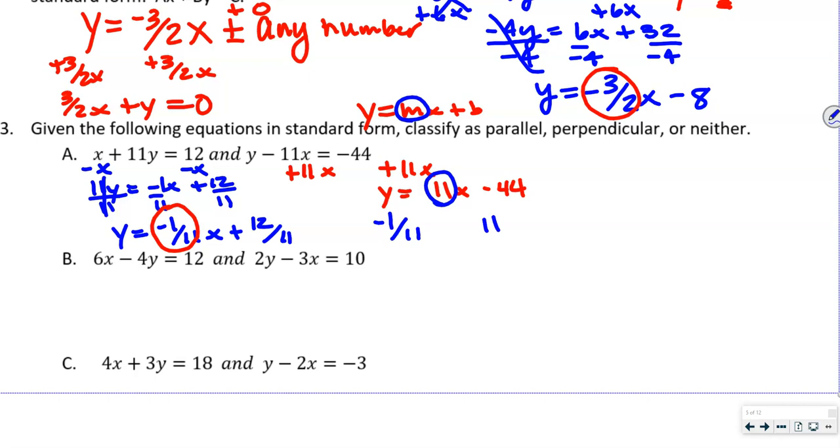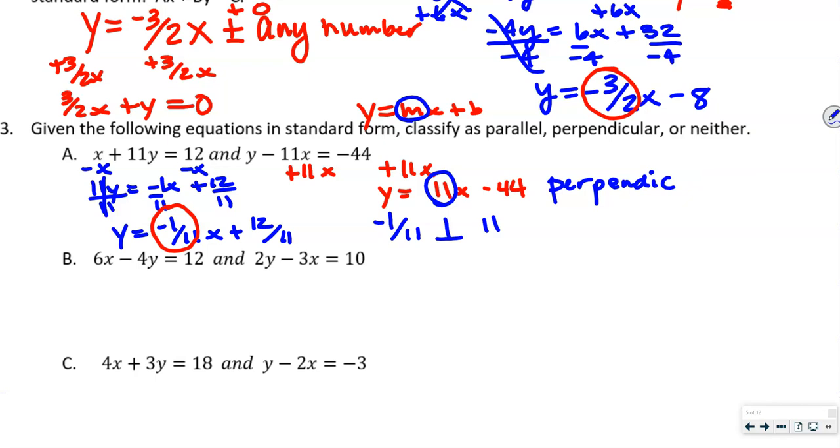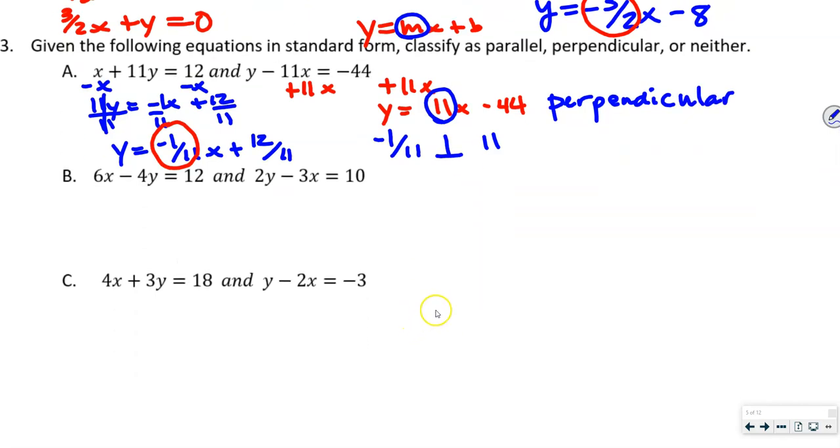So what is the relationship between those slopes? One's positive, one's negative, and aren't they the reciprocals of each other? Because 11 is 11 over 1, isn't it? Okay, so that means these are perpendicular, right? And they are perpendicular, again, because they are not the same sign, and they're reciprocals of each other, or they're flipped.